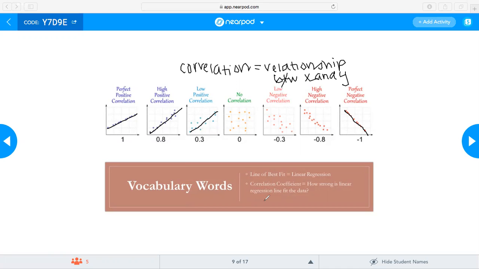The relationship between X and Y. Or down here, the correlation coefficient, the R value, tells me how strong my linear regression line fits the data. So 2 big things I would write down: correlation means relationship, and the correlation coefficient is how strong the linear regression line fits the data.